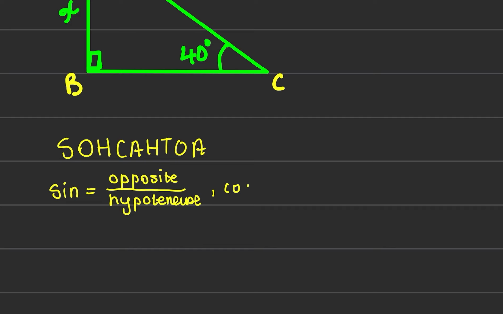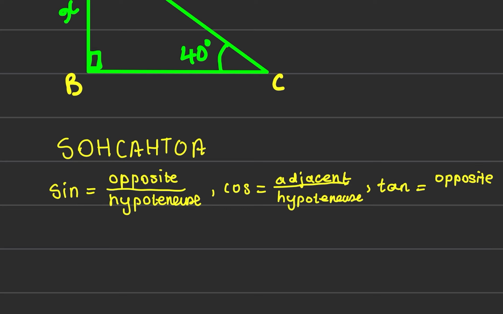Now cos equates to the adjacent, so that's the nearest. So in this case, for this angle, the adjacent is BC. So cos is equal to adjacent upon hypotenuse. And lastly, tan equates to the opposite upon adjacent. So it's a mix-up of all the different sides.